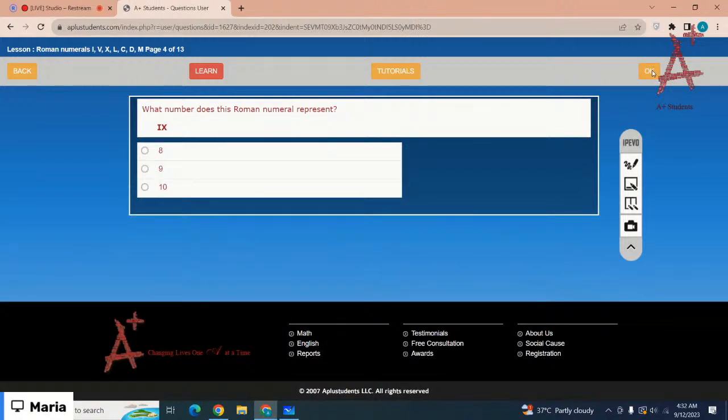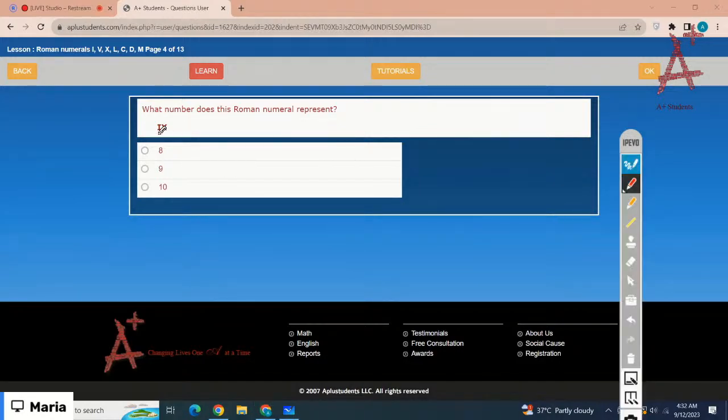Okay, what number does the Roman numeral represent? So which is the correct option? I and X. X is just a 10, right? And I before X means you have to subtract 1 from 10. So 10 take away 1 is 9. That means it represents 9. The correct option is 9.